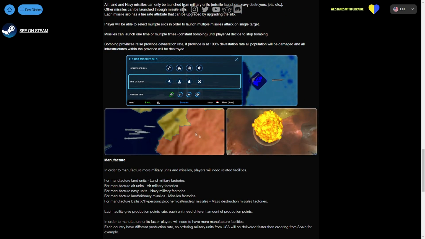So these are the missiles on their way. And then I believe this is a nuclear missile that goes off right here.